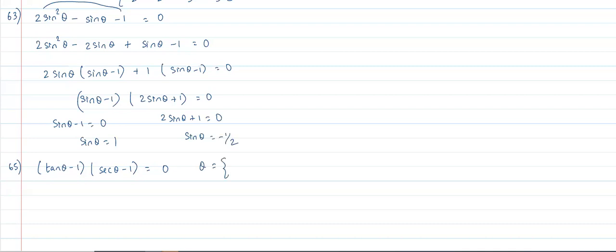Sine theta is 1 for pi over 2. Sine theta is negative half for 7 pi over 6 and 11 pi over 6.